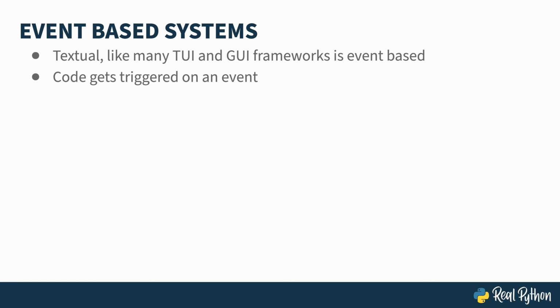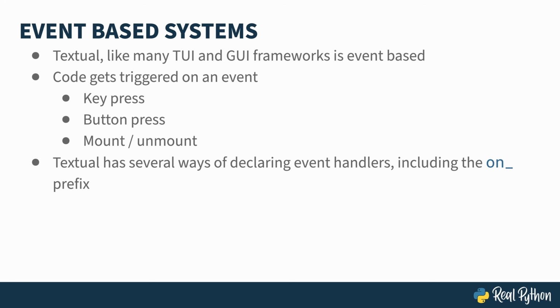Typical events are things like the user pressing a key or clicking a button. There are also system-type events that aren't user-triggered. For example, Textual fires events when a widget gets put into or removed from the interface. This allows you to dynamically change things during the execution of your program.